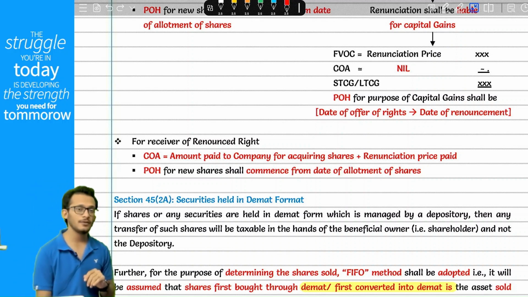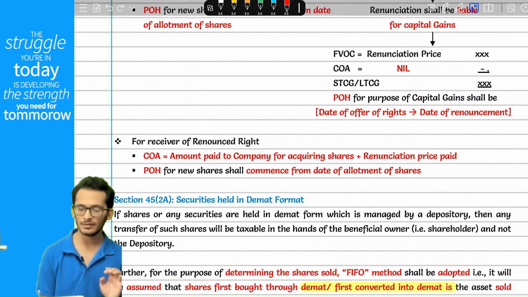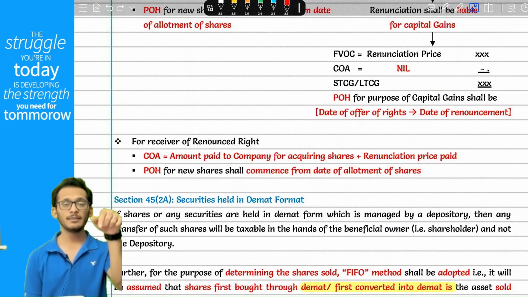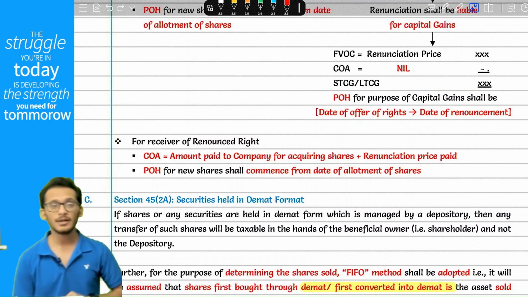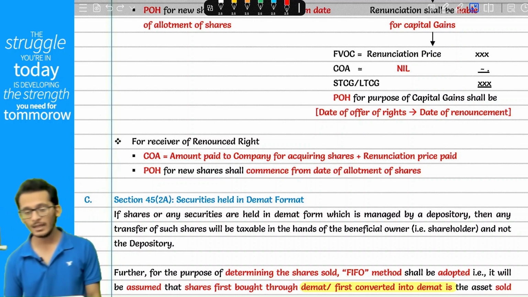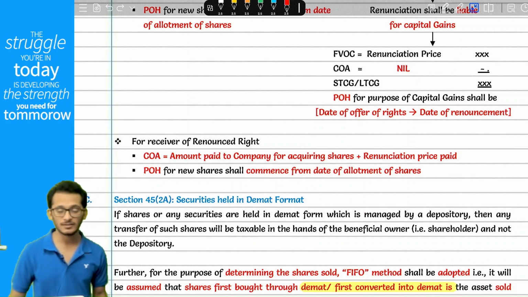Now understand carefully, FIFO basis is based on the date on which the assets come into the demat format. If you had shares in physical format and you have put them into demat format, the day when you put them into demat format is the date on which they are brought into demat conditions. FIFO will start from that date. If any assets are there before that period, even if it is a latest asset, that will be considered as first in, first out.